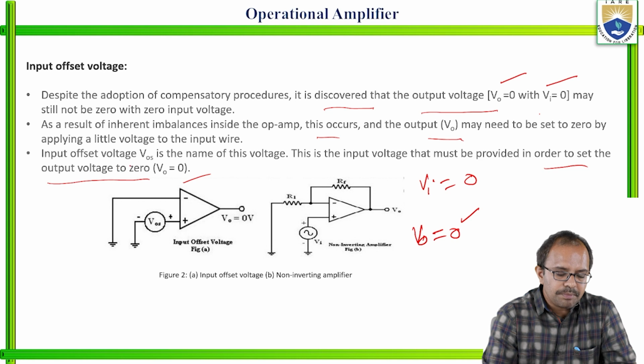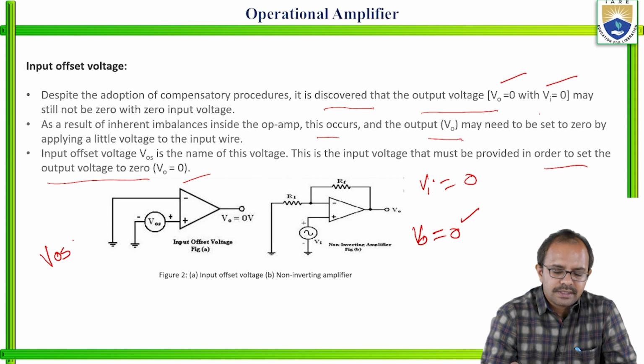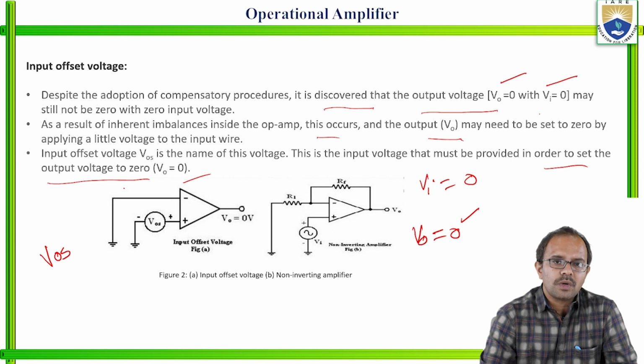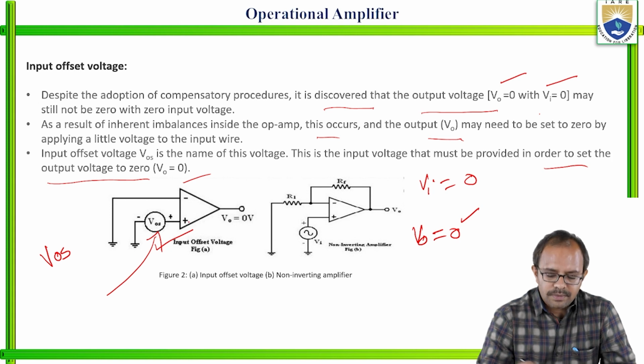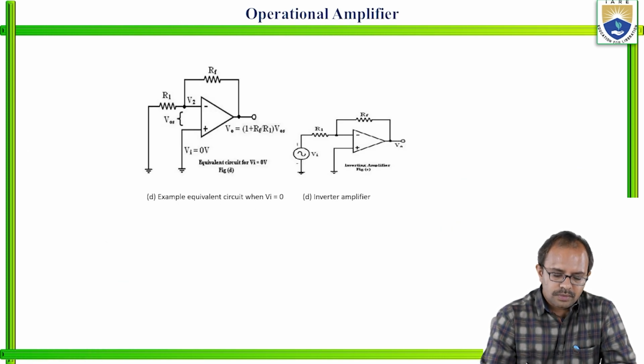So input offset voltage, generally denoted as VOS. This is the voltage that must be provided in order to set the output voltage to 0. That is the purpose of it. So look at the circuit here. You can observe this offset voltage provided to the non-inverting terminal here. So this will ensure the output voltage V0 to 0, right? So here you can say VA equal to 0. This time we are talking with respect to the non-inverting terminal, right?